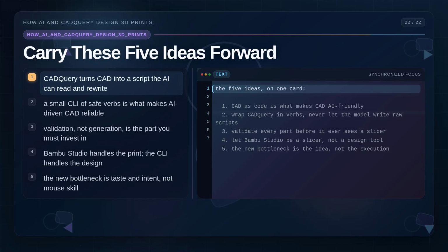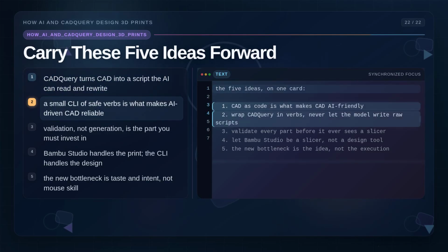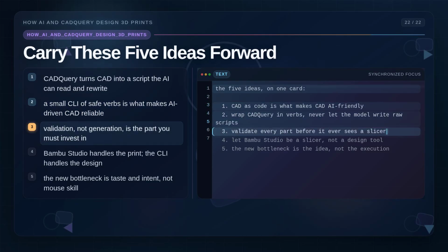If you compress this whole video down to a single card you could tape next to your printer, this is what would be on it. CAD as code is what makes CAD AI friendly. The model needs the part to be a script, and CADQuery is the cleanest way to get there today. Wrap that script behind a small CLI of safe verbs. Never let the model write raw selectors or raw boolean operations, because that is where the failures live. Invest in validation. Bounding box, manifold, wall thickness. Those checks are what turn a generated STL from a guess into a part you can trust.